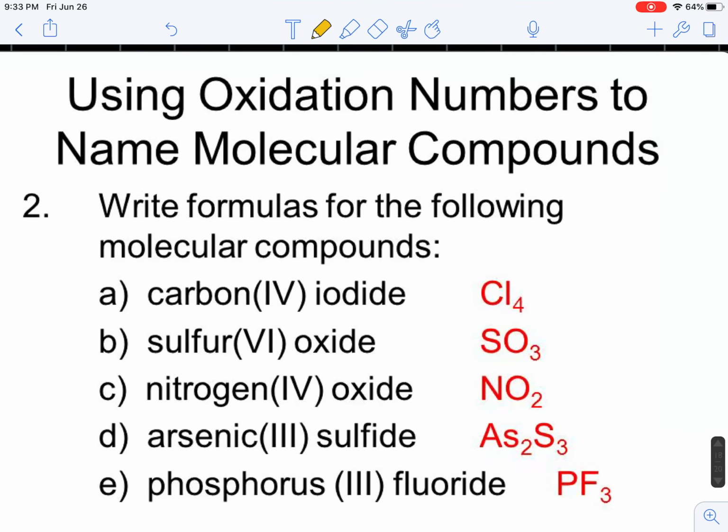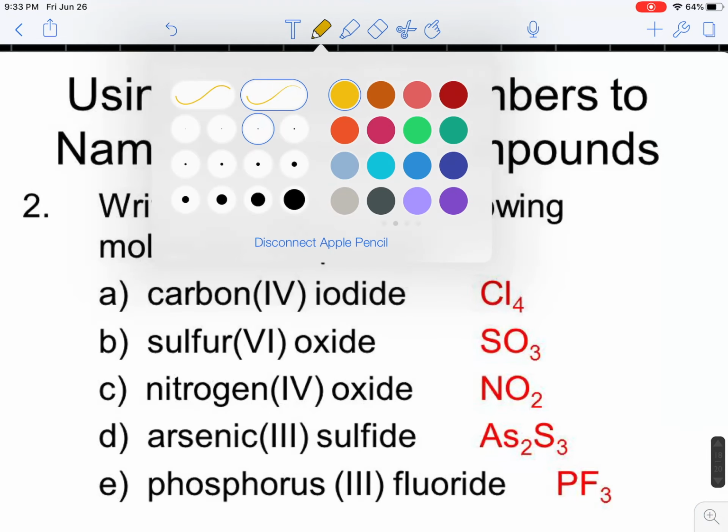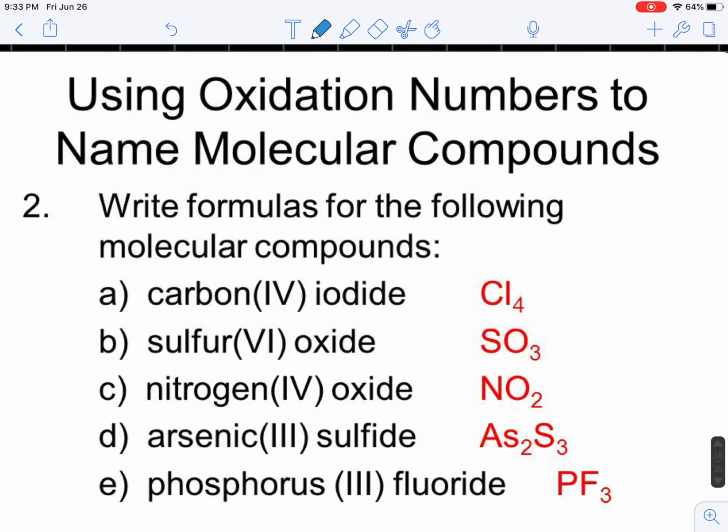Let's take a look at the IUPAC for covalent. Carbon(IV) iodide. How would we come up with the formula? Because you got to do that too. You can't just look at the formula and come up with a name. We're also required to teach you how to do the opposite. Take the name and come up with the formula.